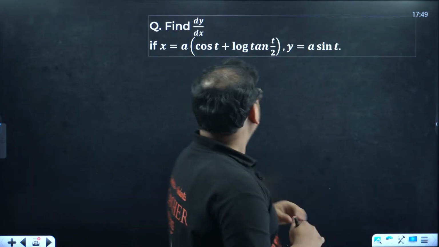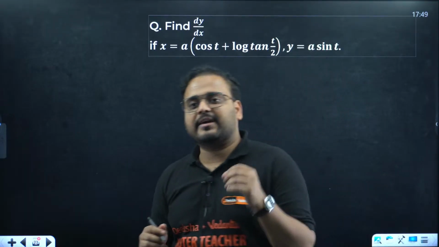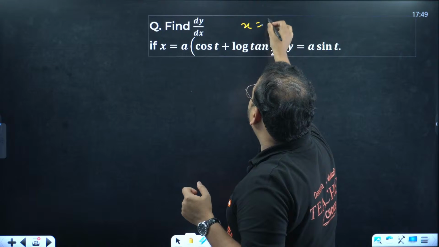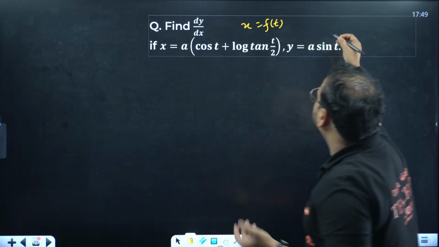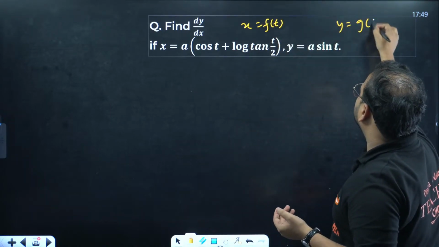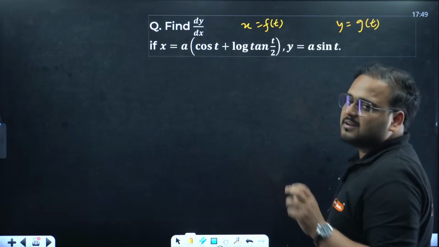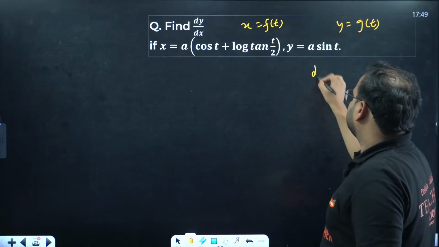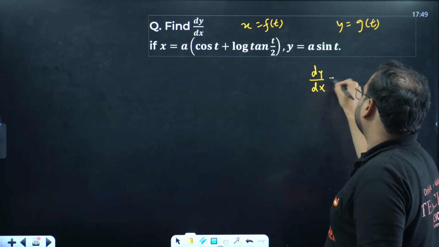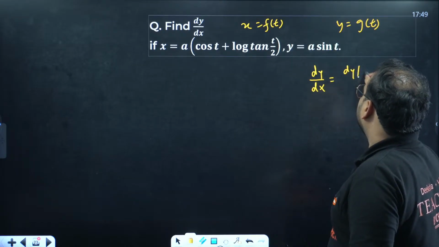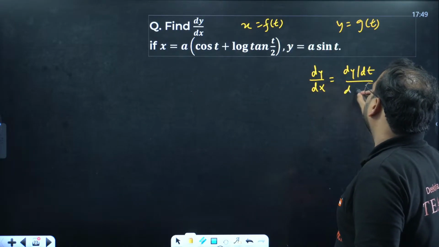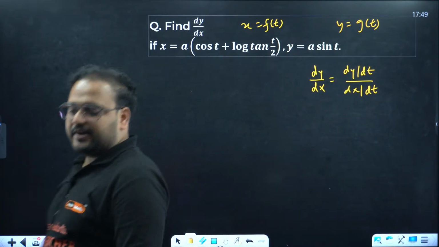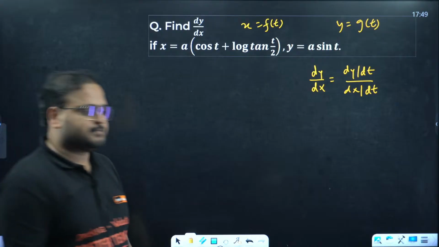All right. So here we have again x given in terms of the parameter t. So basically x is a function of t and y is another function of t. What are they asking us? Find the derivative dy by dx. So dy by dx will be equal to dy by dt upon dx by dt.